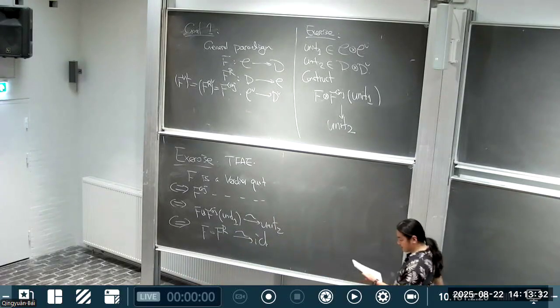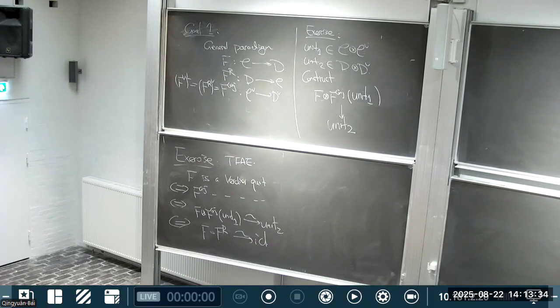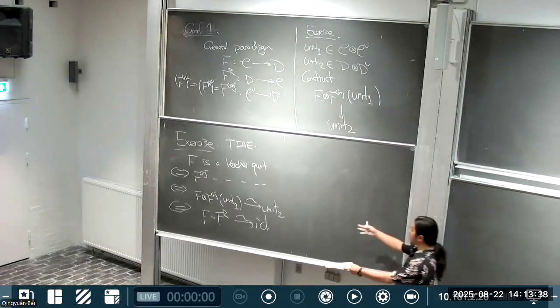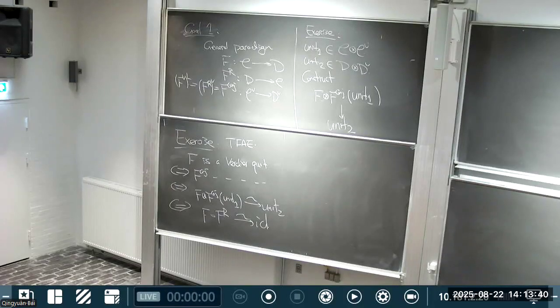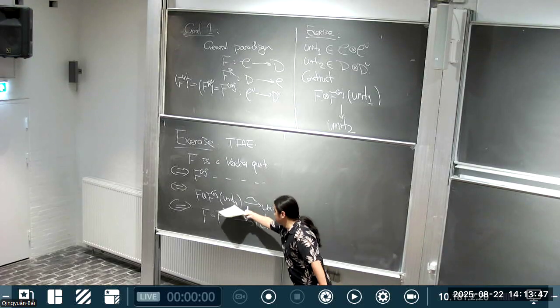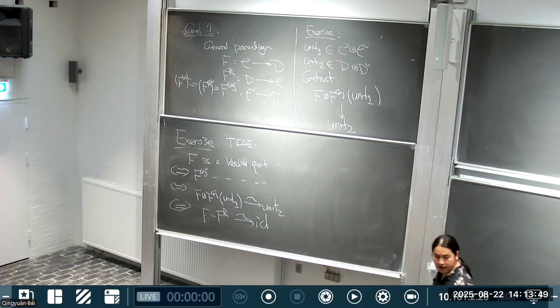So this is some exercise for you to recall. The upshot is that if you want to prove some functor is a Verdier quotient, you can try to provide some duality, calculate the conjugate functor, and apply them to the unit object, and try to match it with the other unit object. And this is exactly what we are going to do. So far, any question?